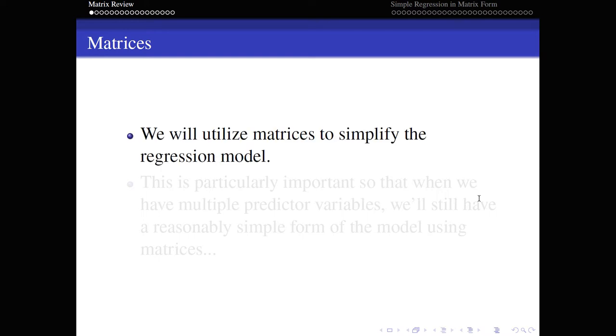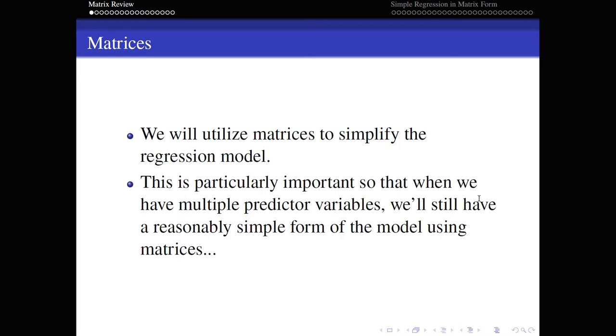So first of all, we're going to be using matrices. And the reason that we use matrices is to simplify the regression, not for simple linear regression, but for extensions that we will discuss in the next chapter. That specific extension that we're going to be discussing in the next chapter is including multiple predictor variables.